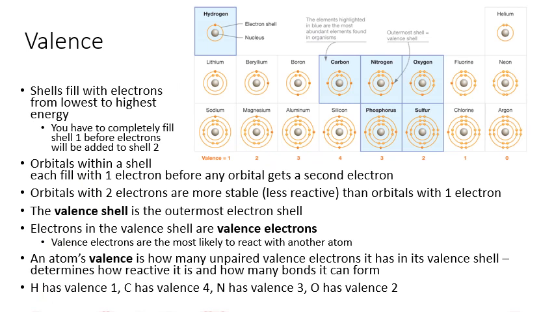So the more valence an atom has, the more reactive it is overall in general, and that also is determining how many bonds it can form. So whatever the valence is for that atom, that is the number of bonds that it can form.